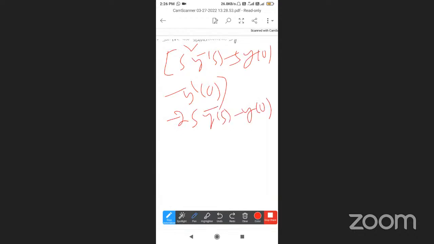For y double dash the formula is s square y bar of s minus s times y of 0 minus y dash of 0, then minus 2 times s y bar of s minus y of 0, plus 2 y bar of s is equal to e power of minus 5s. The initial values y of 0 and y dash of 0 are 0. The remaining simplification: s square minus 2s plus 2, times y bar of s, is equal to e power of minus 5s.